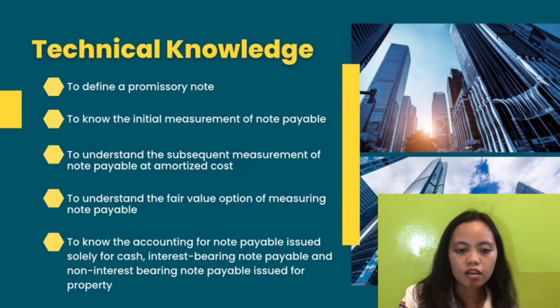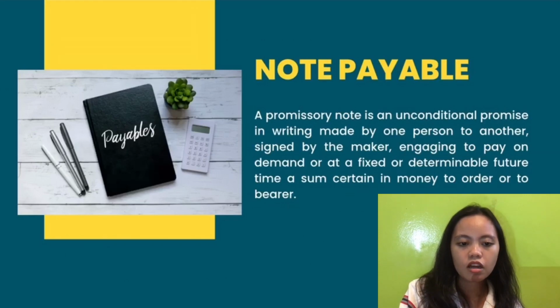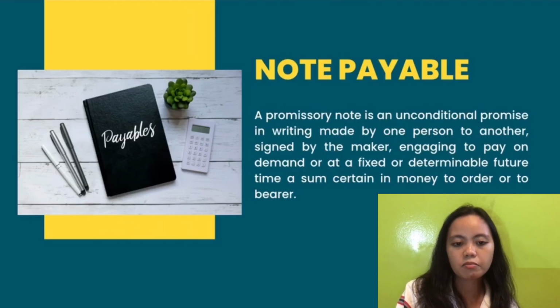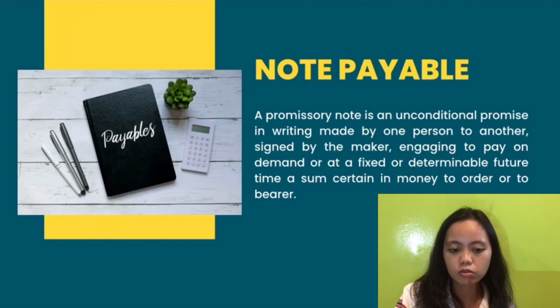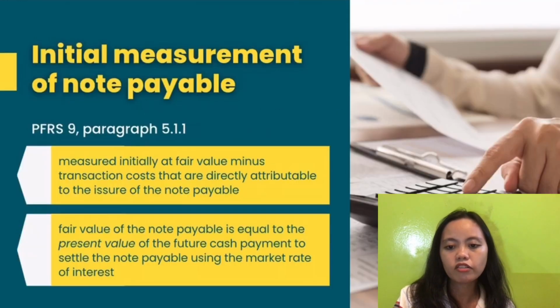Next slide, please. So, by definition, a note payable is a promissory note, an unconditional promise in writing made by one person to another, signed by the maker, engaging to pay on demand or at a fixed or determinable future time a sum certain in money to order or to bearer. So, next slide please. Initial measurement of note payable.